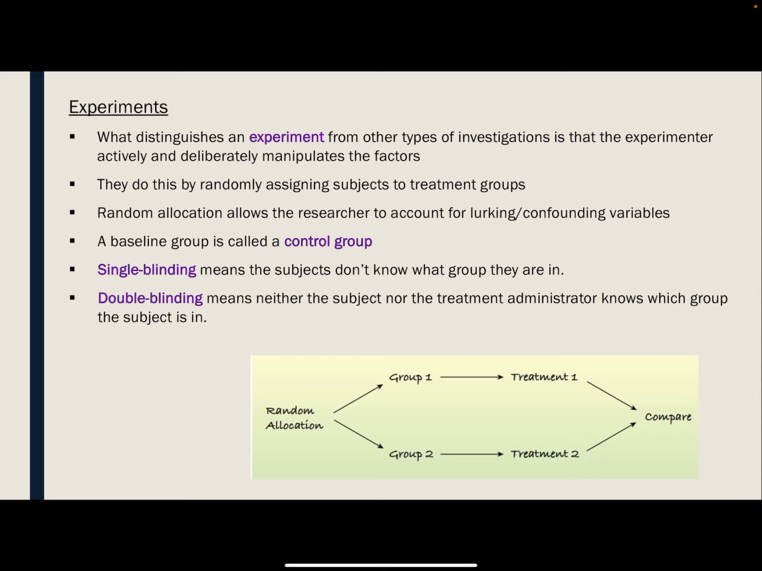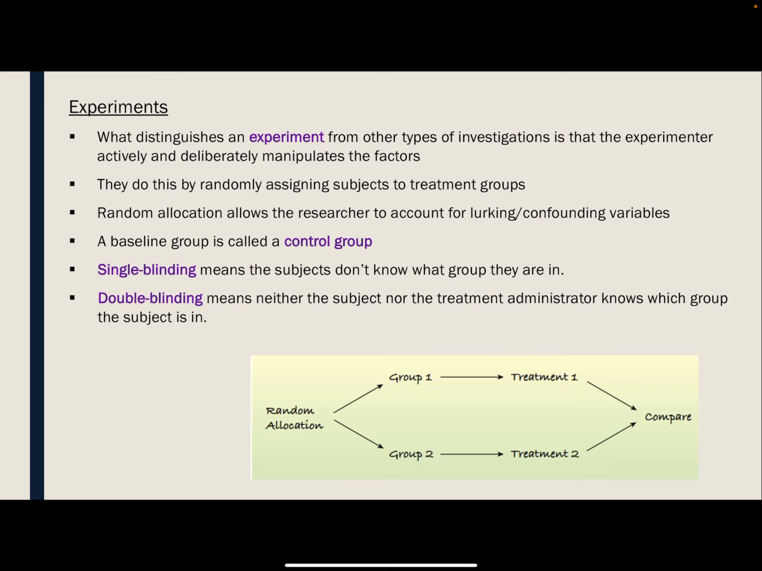So with experiments, the researcher, the experimenter, is going to actively manipulate that first variable, that explanatory variable. And they're going to do this by randomly assigning subjects or individuals to different groups, different treatment groups.